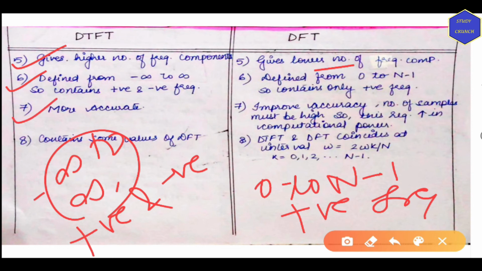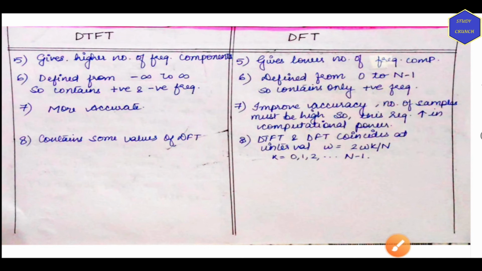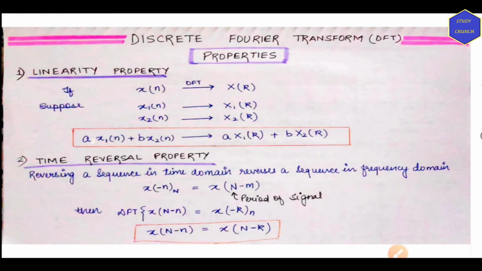DTFT is more accurate than DFT. We have to take more samples in DFT to make it accurate. DTFT contains some values of DFT, but DFT only contains the values which coincide with the numbers. So this was the basic difference between the DFT and DTFT. I hope it is now clear. It is much clearer to understand what DFT basically is.